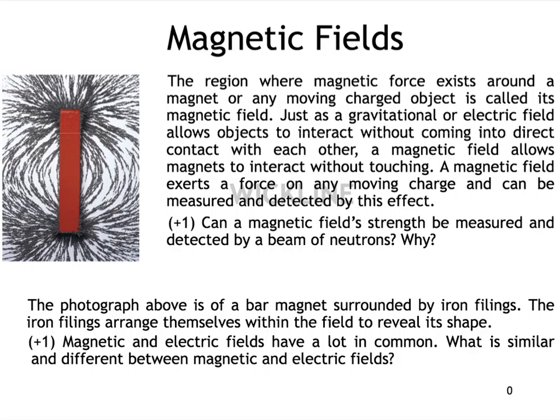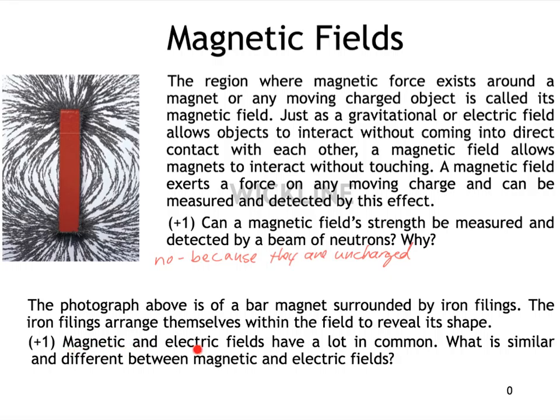So I was just reading up here, and it said that a magnetic field exerts a force on any moving charge, and that's how it can be measured and detected. So in this question, I don't think we could measure or detect a magnetic field strength using neutrons because they're not a moving charge. So in the picture here, we have a classic bar magnet, and these are just iron filings from scraping iron, and they actually will arrange themselves naturally along the flux lines of the magnetic field. So that's one way to reveal them.